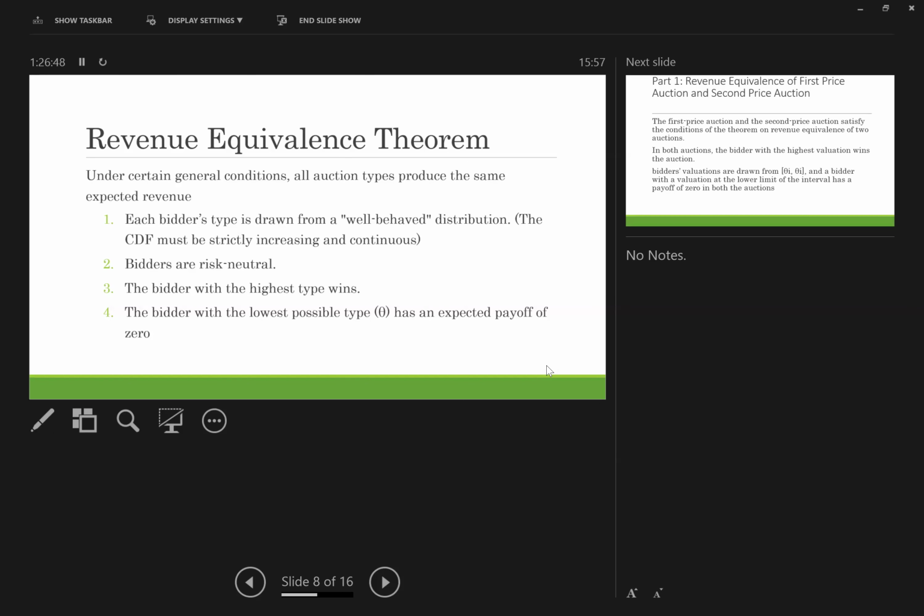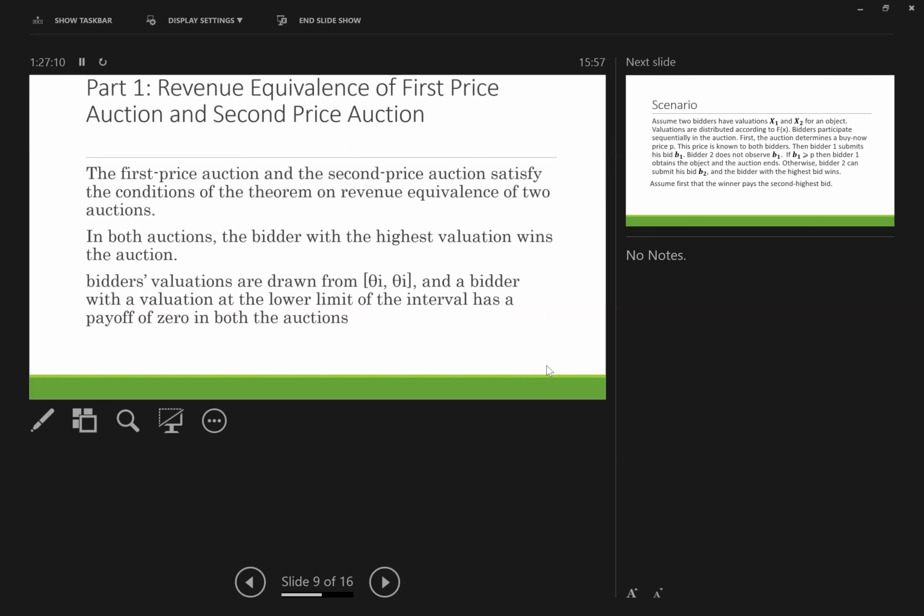Okay, so these are the conditions that hold in order for us to have what we call the revenue equivalence theorem. When all these conditions hold, then we can say that all the types of auctions that we have will yield the same expected revenue. So let's look at the first price auction and the second price auction. They satisfy the conditions of the theorem on revenue equivalence of two auctions. In both auctions, the bidder with the highest valuation wins the auction, right?